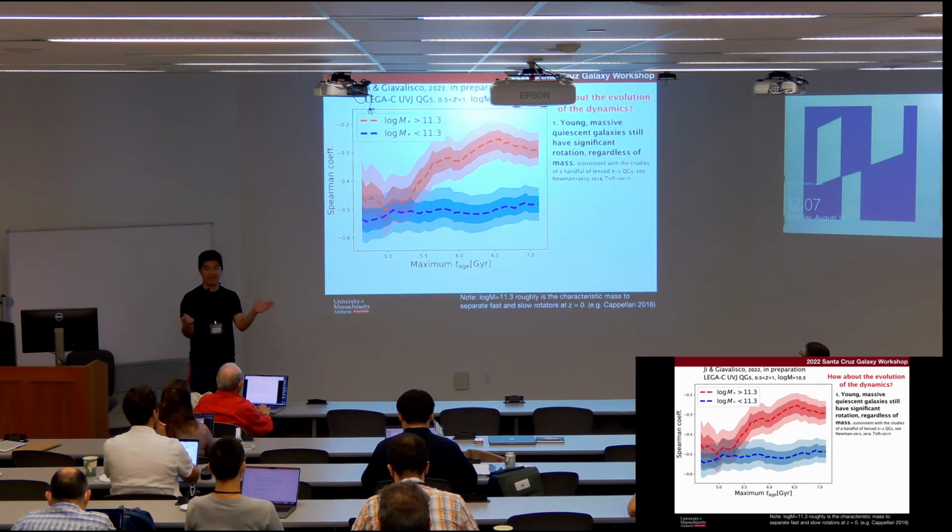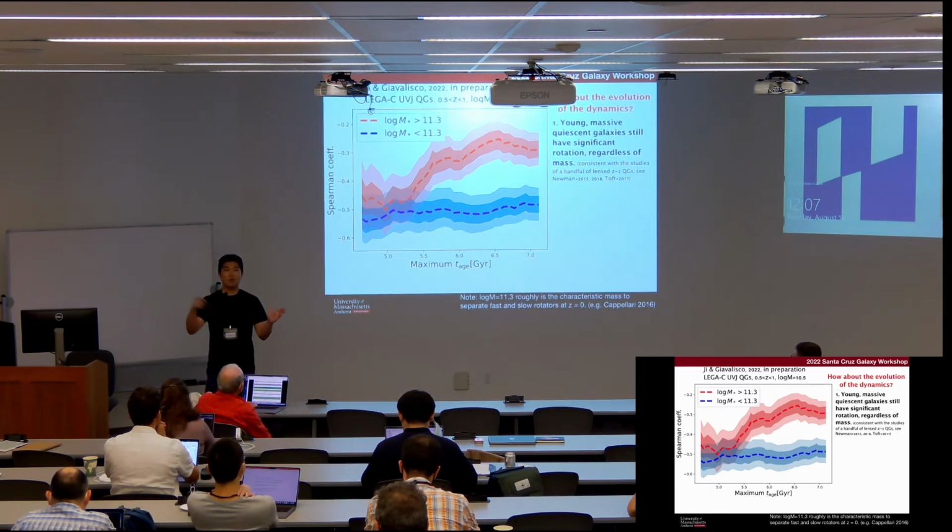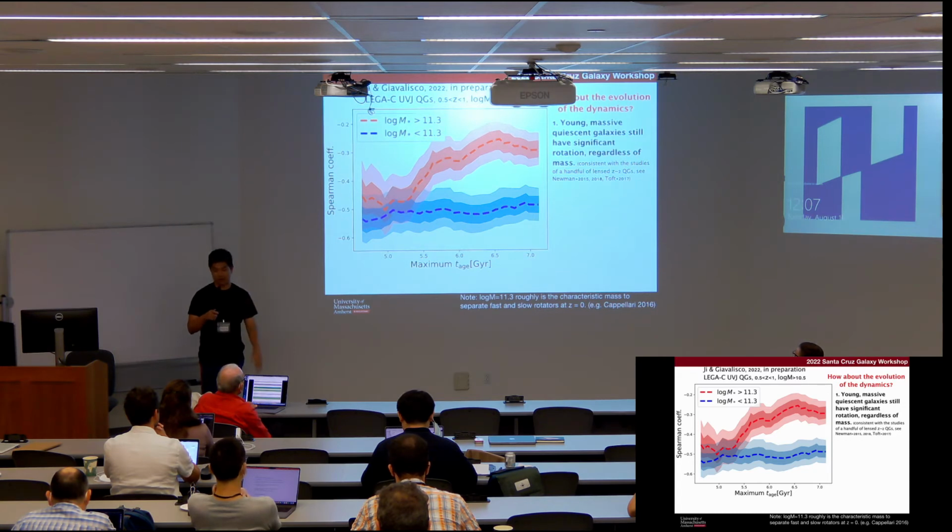We first rank the sample according to their stellar mass weighted age. Then we run the correlation test, starting from 30% of the sample, then we keep adding older and older quiescent galaxies into the correlation test and see the change of the correlation coefficient.